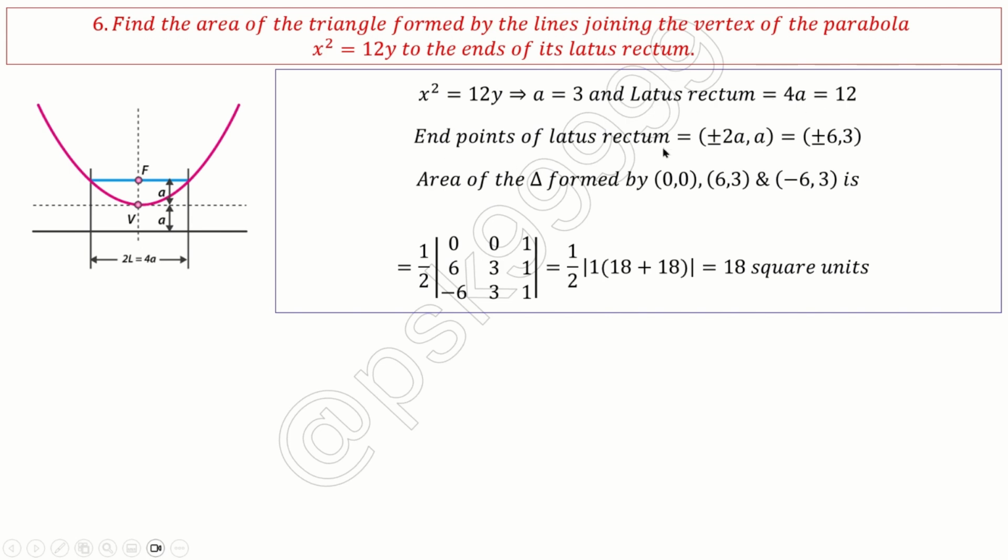Endpoints of latus rectum will be plus or minus 2a comma a, right? So which means it is plus or minus 6 comma 3. Now the triangle is formed with these 3 points. One is origin, 6 comma 3 and minus 6 comma 3. So you can just apply the triangle area formula here. Determinant 0 0 1, 6 3 1, minus 6 3 1, and 1 by 2, basically half of this one. So 18 square units is the answer.